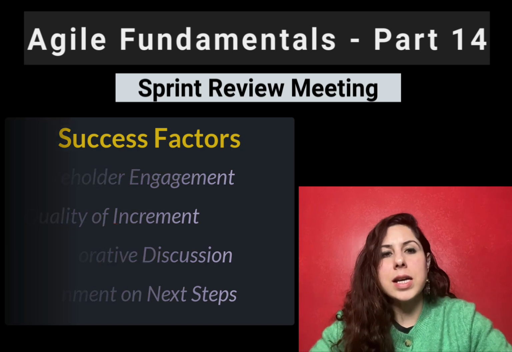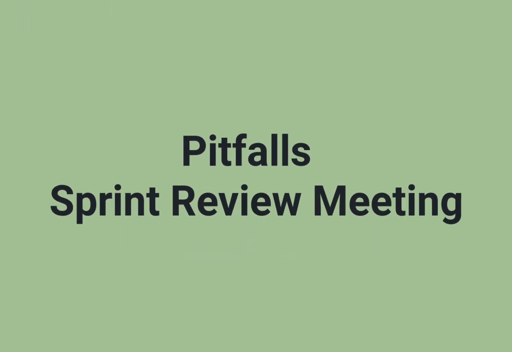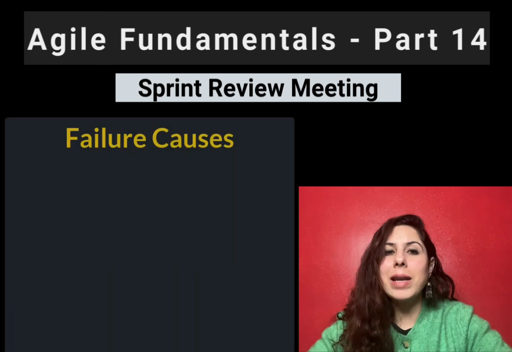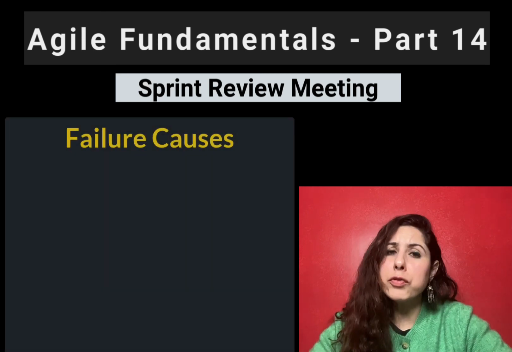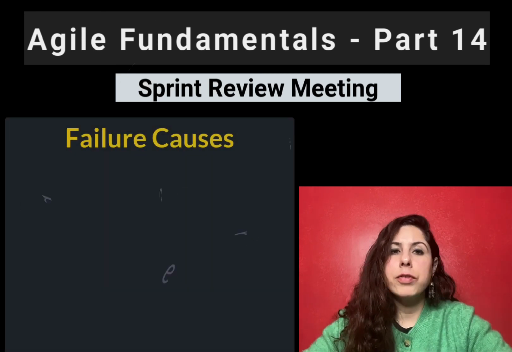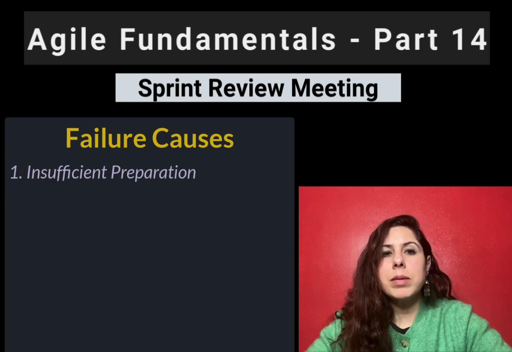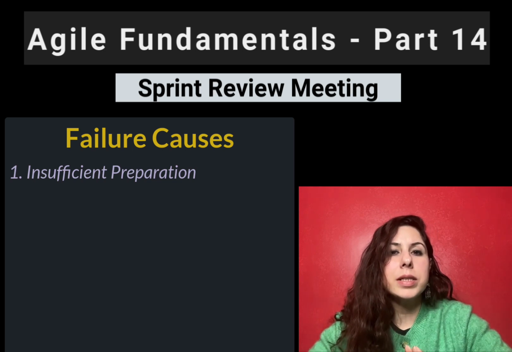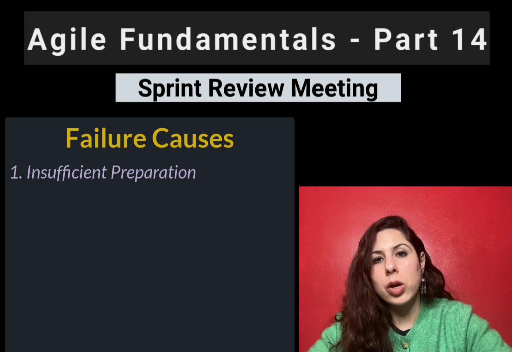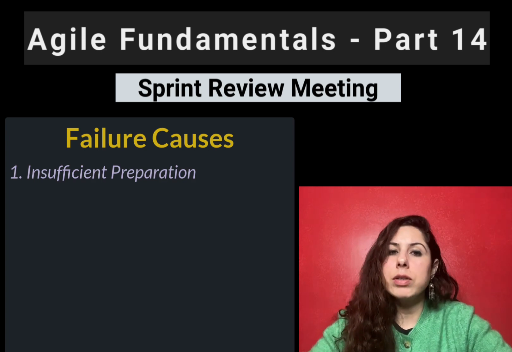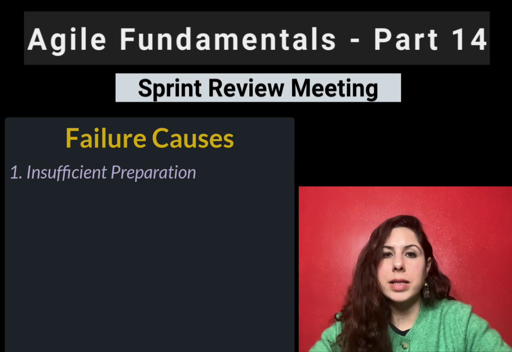Now let's discuss what are the common pitfalls during a sprint review meeting. Sprint review meeting can be a failure because of a few reasons. They are, first, insufficient preparation. When the Scrum team and the product owner fail to adequately prepare for discussions regarding completed work and the product backlog, the meeting can suffer from a lack of focus and clarity.